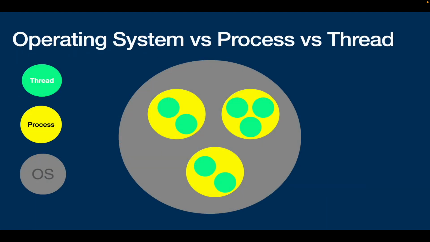But what is the difference between process, thread, and operating system? This diagram helps to represent exactly that. The largest circle is the operating system. Inside the operating system, we have multiple processes running, and each process has multiple threads inside it. So in other words, a thread is the smallest subsystem in a process.